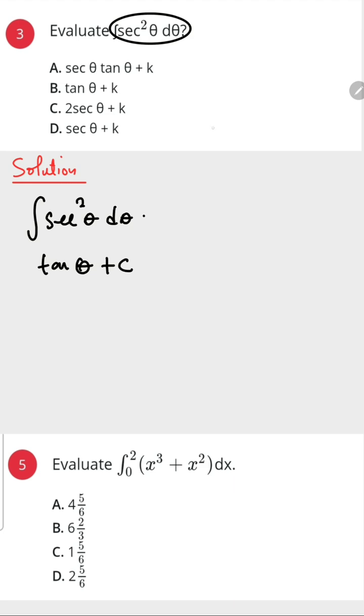So remember, we can either use k or c. So we can say it is tan theta plus k. It's as simple as that. And our answer is actually B. You actually don't need to solve this question because it's very short and simple.